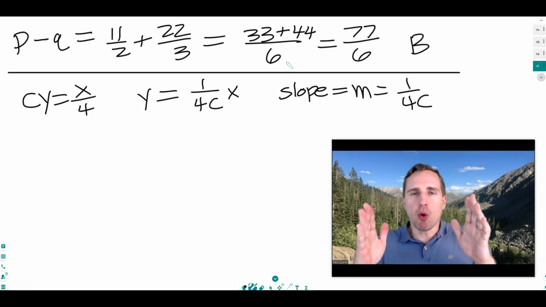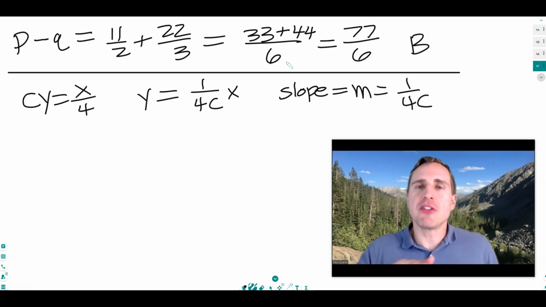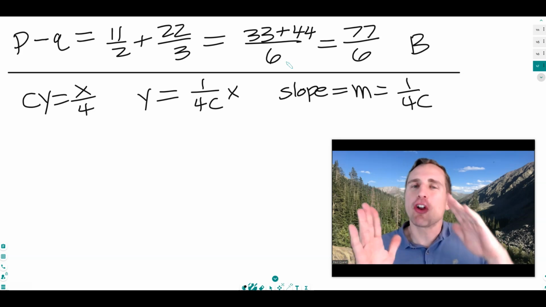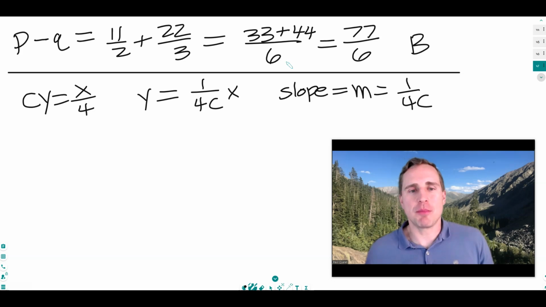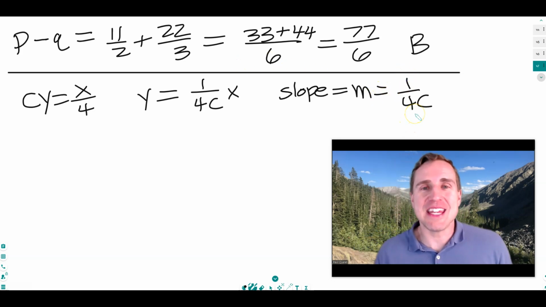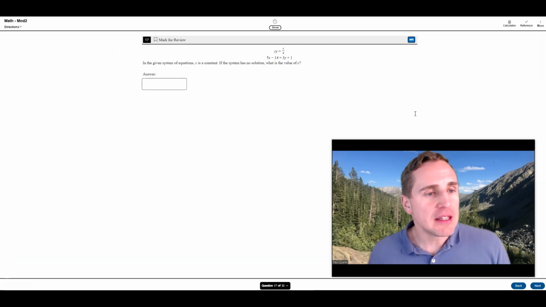Now what is important when you have 2 lines and they're going to have no solution? They're going to be parallel. They're going to have no intersections in the xy plane. So I need the slope here of 1 over 4c to match the slope of the other line. The other line, let's go ahead and get it in standard form.